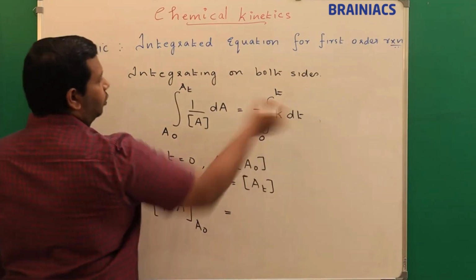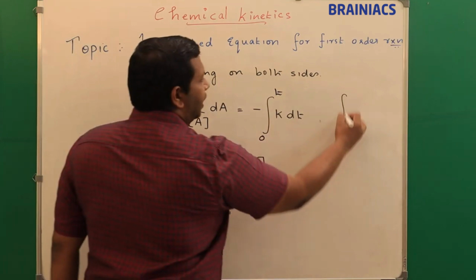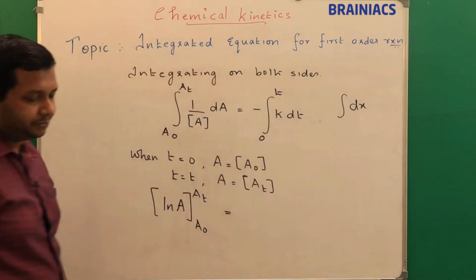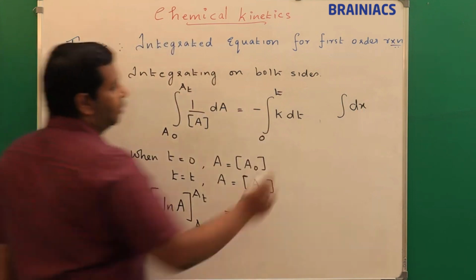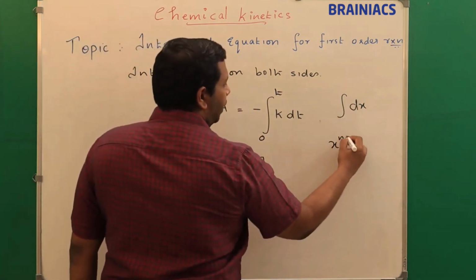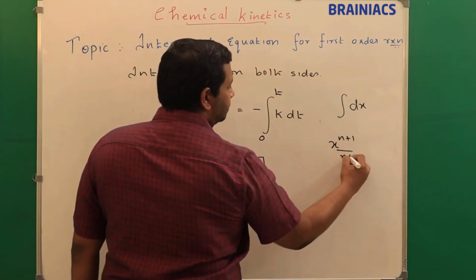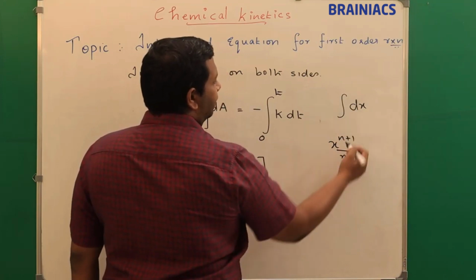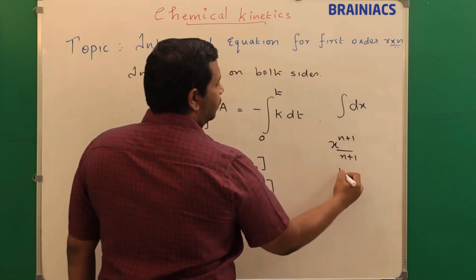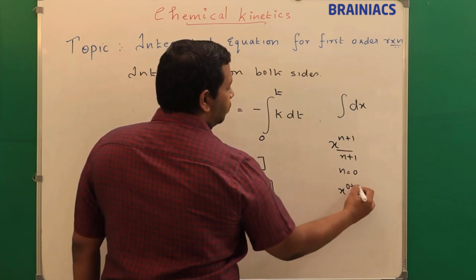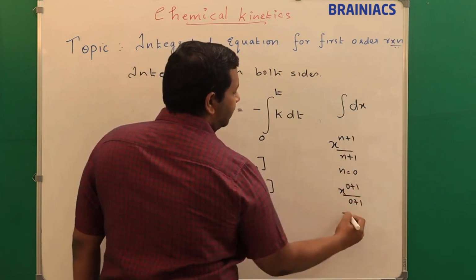Now similarly, do the integration here. What is the integral of dx, if nothing else is there? We have the formula that the integral of x raised to n is x raised to n plus 1 by n plus 1. Put n equal to 0, since nothing is there. It becomes x raised to 0 plus 1 by 0 plus 1, that is x.